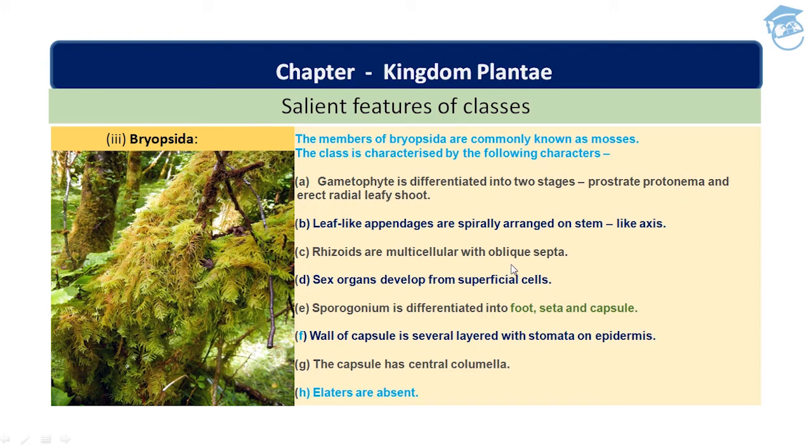See students, true roots are completely absent in it. Instead of true roots, rhizoids are seen, and they are multicellular with oblique septa. Sex organs develop from superficial cells. Sporogonium is differentiated into foot, seta and capsule. The wall of the capsule is several layered with stomata on the epidermis. The capsule has a central columella and elaters are completely absent in Bryophyta class, that is mosses.